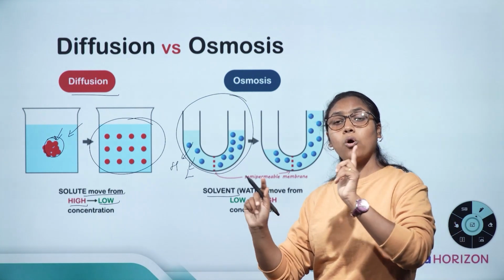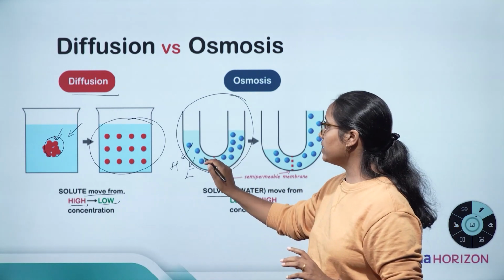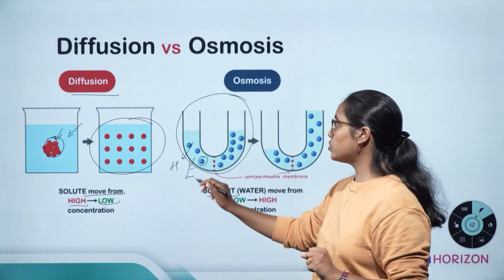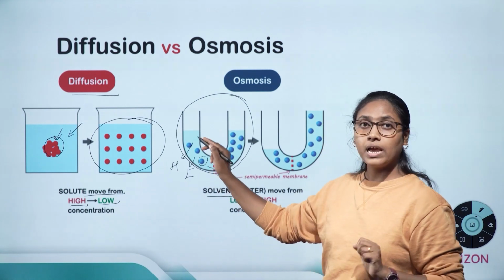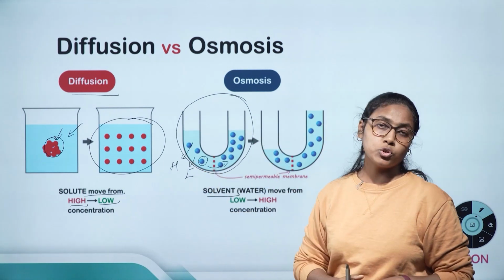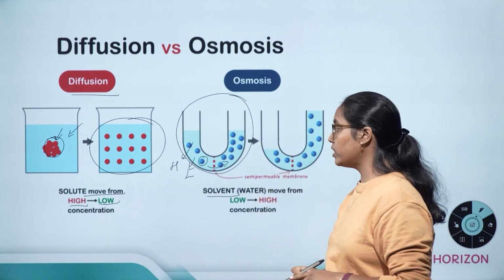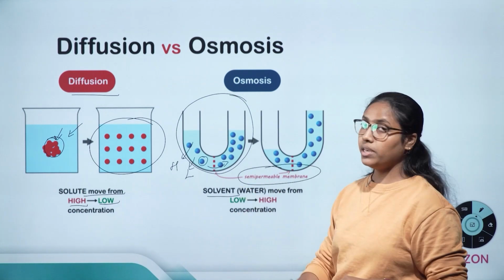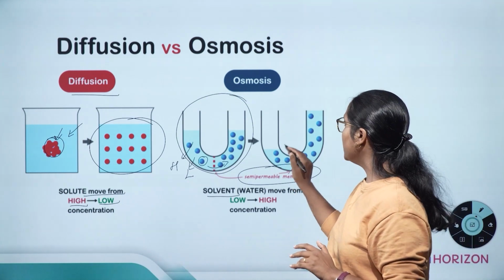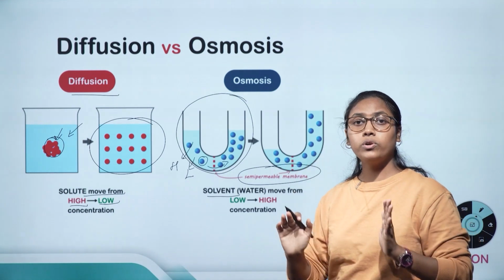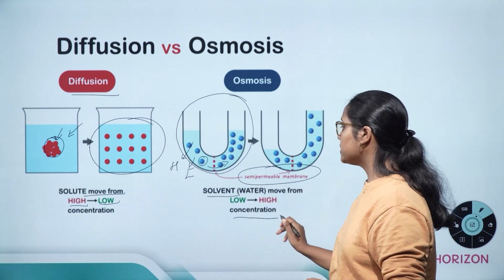Osmosis is the movement of solvent from higher concentration to lower concentration. So here you can see the solute is low and the solvent is high. The water molecule will move from the high solvent region to the low solvent region, and the movement takes place through a membrane. We call that membrane a semi-permeable membrane. Now you can see after osmosis, on both sides the solute and solvent concentration has become equal. Okay, so that is osmosis.